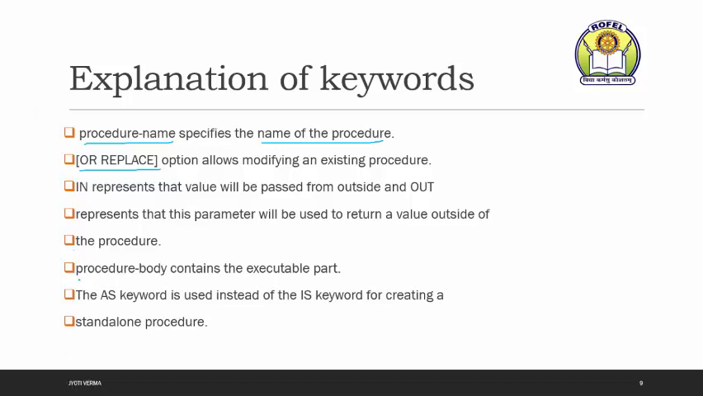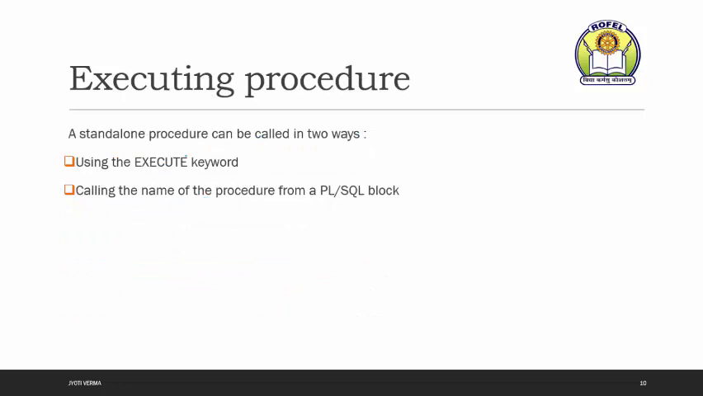Now procedure body means what? It is the executable part. The coding which you are writing in your procedure is specified where? In your procedure body. Is, as can be used interchangeably to create the procedure as a standalone procedure. So procedures can be called in two ways: using the execute keyword and by calling the procedure by its name from another PLSQL block. दो तरीके से आप प्रोसीजर को एग्जीक्यूट करवा सकते हो.